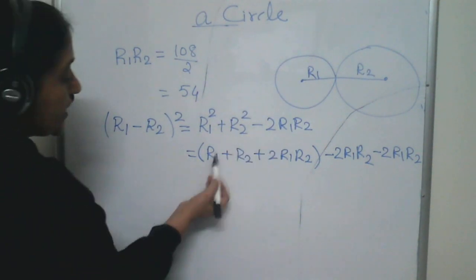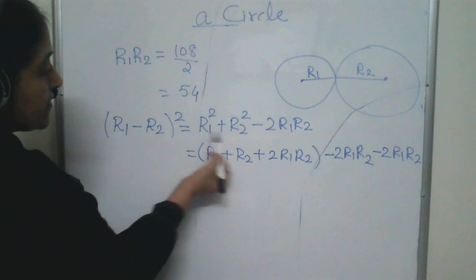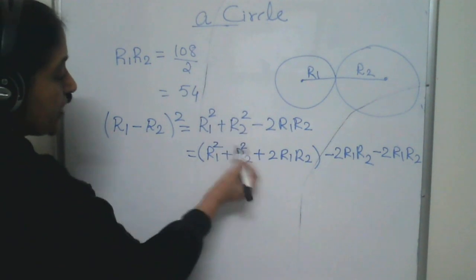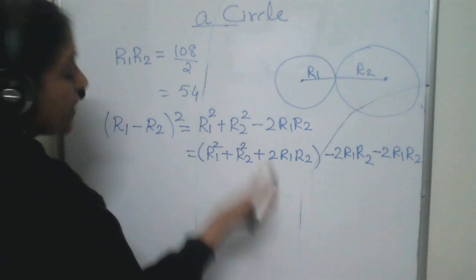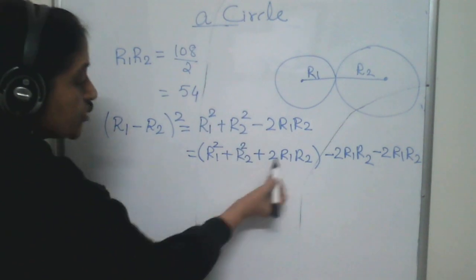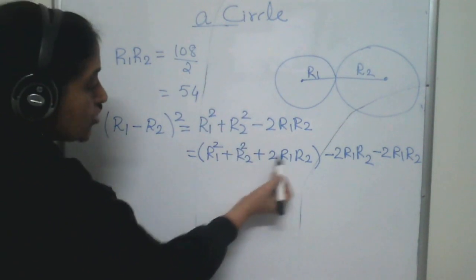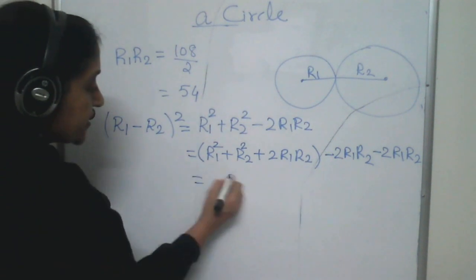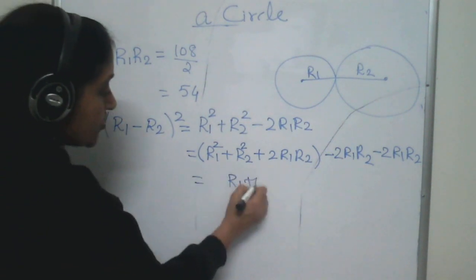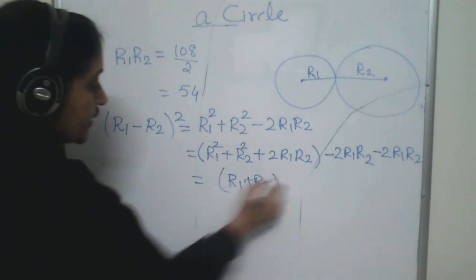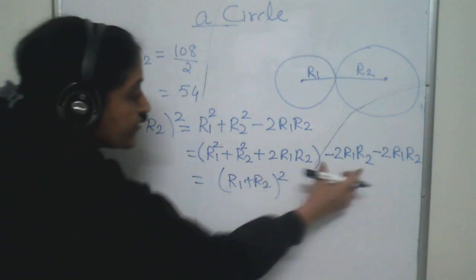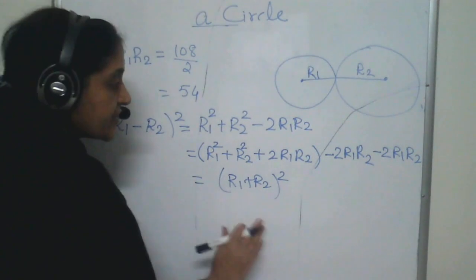So how can I help this r1 and r2, r1 square plus r2 square, to make it a (r1 plus r2) bracket raised to square? If I introduce 2 r1 r2, it will be a perfect square. What type of perfect square is it? (r1 plus r2) bracket raised to square it will be. Okay, but as I have introduced this extra, I have to subtract also to balance the equation.